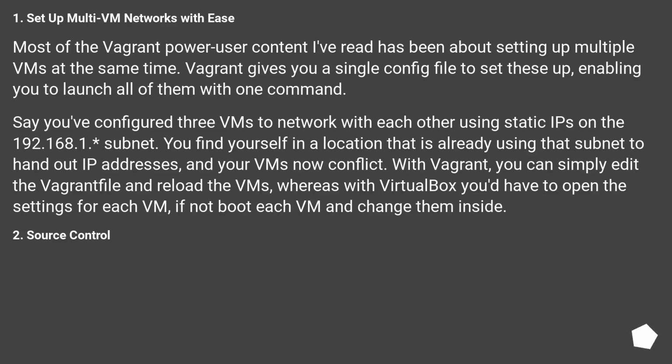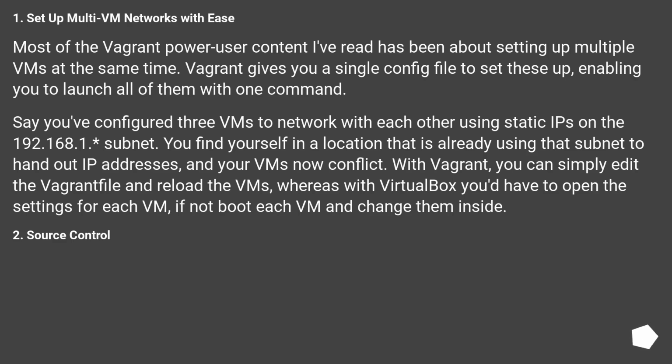Say you've configured 3 VMs to network with each other using static IPs on the 192.168.1 subnet. You find yourself in a location that is already using that subnet to hand out IP addresses, and your VMs now conflict. With Vagrant, you can simply edit the Vagrantfile and reload the VMs, whereas with VirtualBox you'd have to open the settings for each VM, if not boot each VM and change them inside.